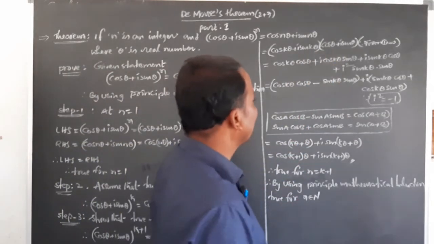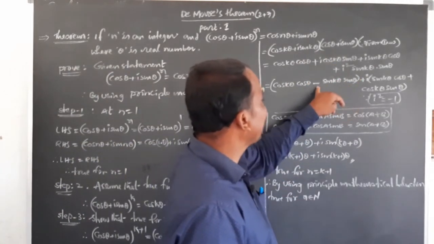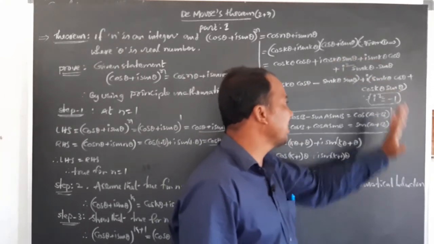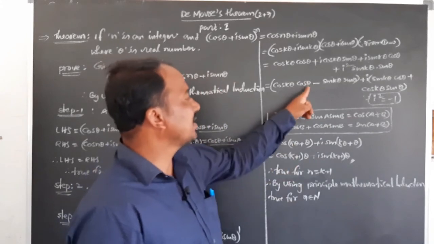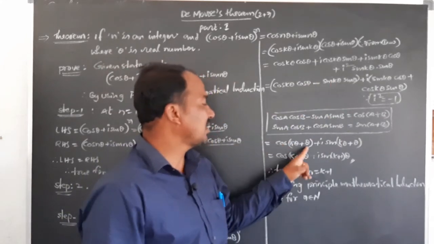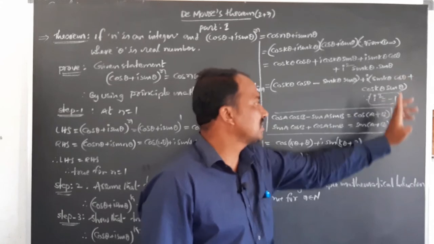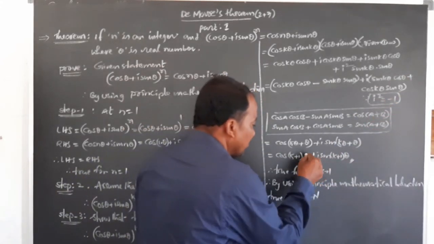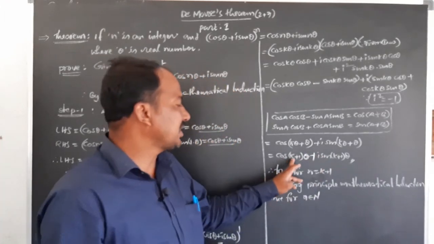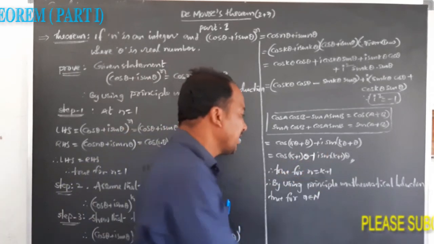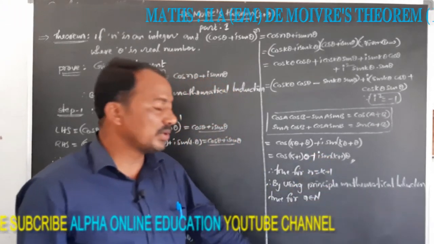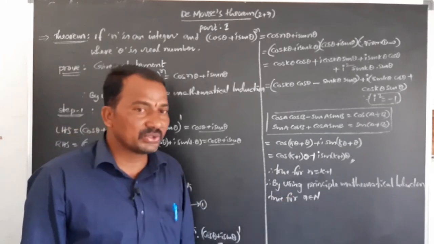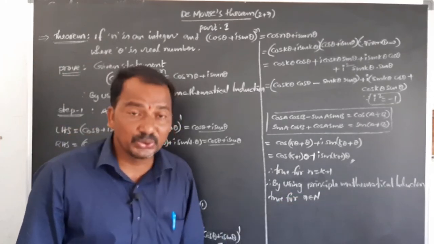So simplify this one. Here i squared equals minus 1, so it is a real part. Take the common i, it is the imaginary part. cos A cos B minus sin A sin B is cos of (A plus B), and sin A cos B plus cos A sin B is sin of (A plus B). Here cos (k plus 1) theta plus i sin (k plus 1) theta, true for n equals k plus 1. By using the principle of mathematical induction, true for n belongs to N.